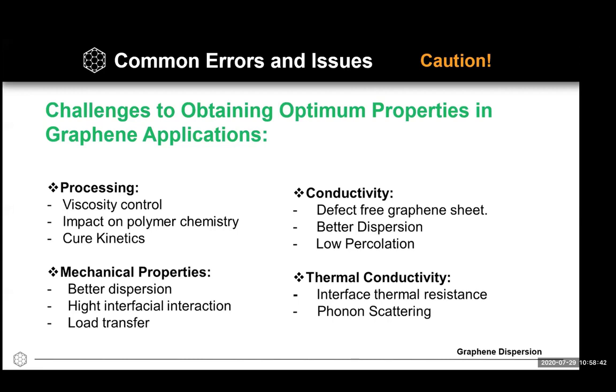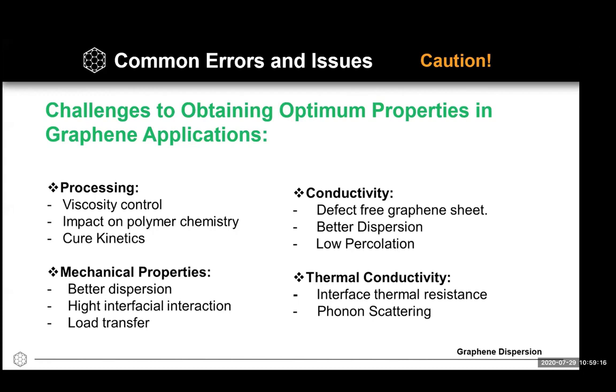So viscosity control, impact on polymer chemistry, and cure kinetics will all affect the processing of your material, because graphene itself is a chemical and it will interact with certain chemistries that are taking place in your system. Mechanical properties can come from better dispersion and high interfacial interaction. It's important to understand what type of graphene dispersion you want to use, and what type of graphene and what type of loading you're going to use will vary according to the types of properties you're after.